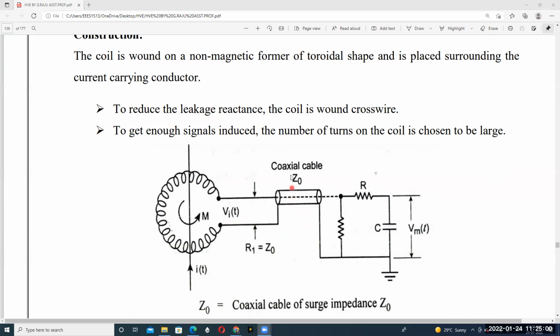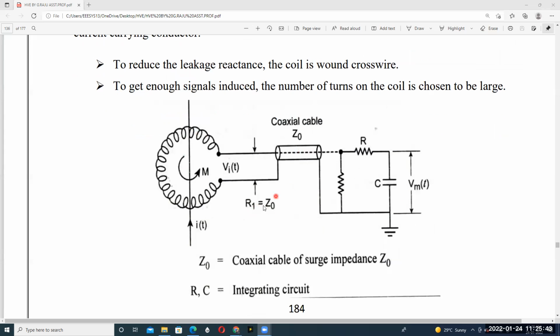The coil is connected to the RC integrating circuit through a coaxial cable. This coaxial cable is used to avoid reflections in the input voltage. The voltage induced in the coil is proportional to the current flowing in the conductor, so with a large number of turns enough signal is generated, and that is connected to our RC integrating circuit through the coaxial cable.